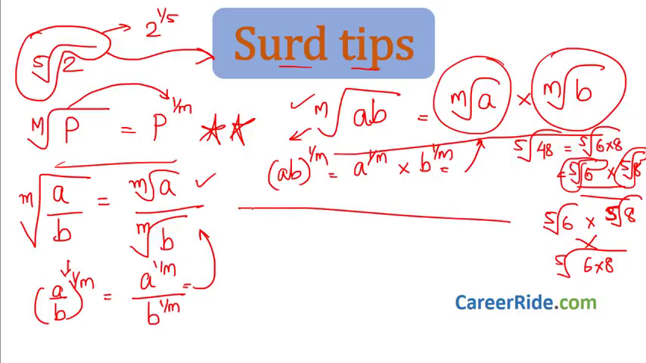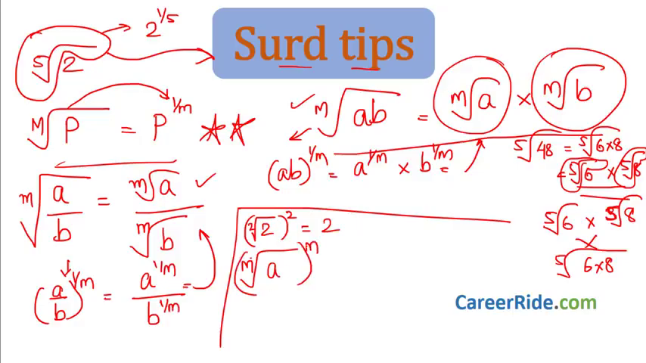Now moving on to another tip, very important. We have seen that if we have square root of 2 and we square this, the 2 and the square root get cancelled and we get 2, correct? Same way, if we have mth root of a and we raise it to the mth power only, the m and m are the same, so they get cancelled and we just get the answer as a. See how easy it is.